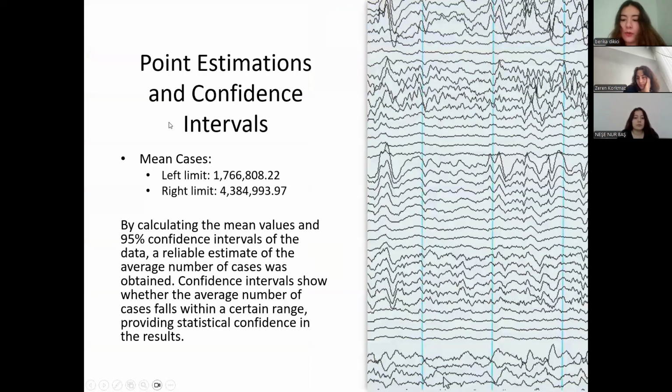And as we keep going with the point estimations and confidence intervals, they were important to us as they showed whether the average number of cases fell within a certain confidence interval. We believe that by calculating the mean value of the data and assigning the 95% confidence interval, we have obtained a reliable estimate of the average number of cases.